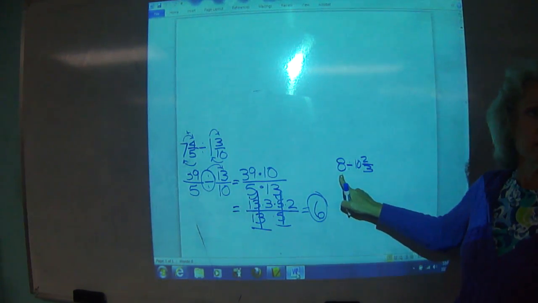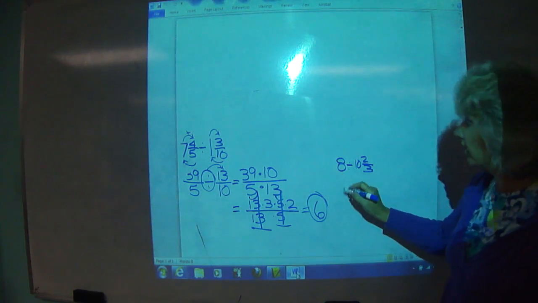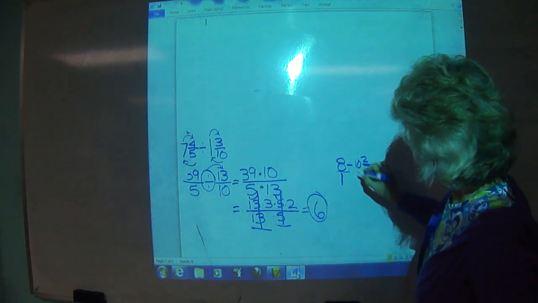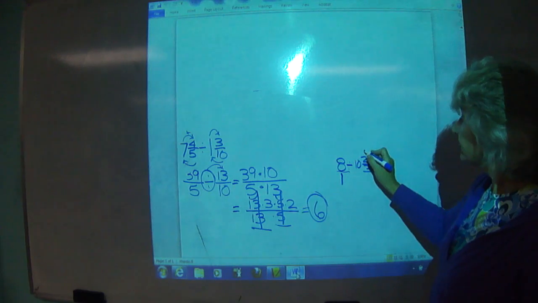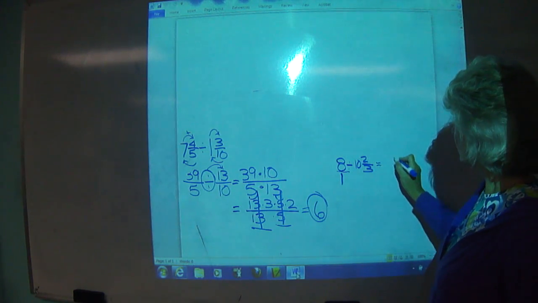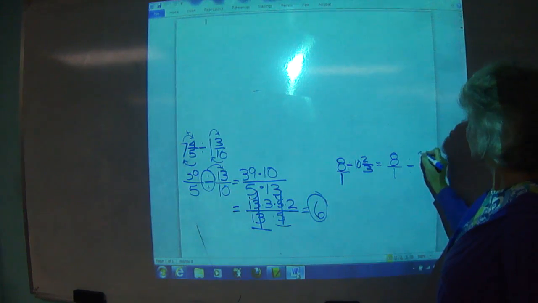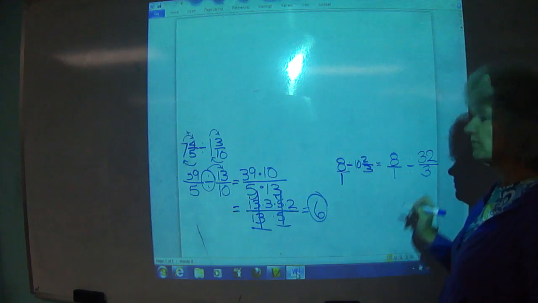8. What's the denominator of 8? 8 wholes, right? 8 pizzas. 3 times 10? 30. Plus 2 more? 32. Okay, so we have 8 wholes divided by 32 thirds. What's the denominator? 3. Thirds. Good.